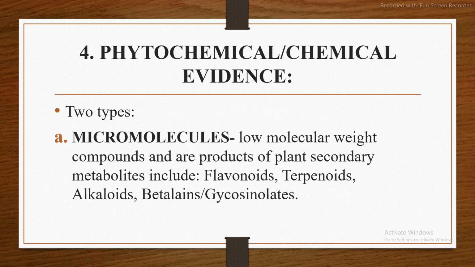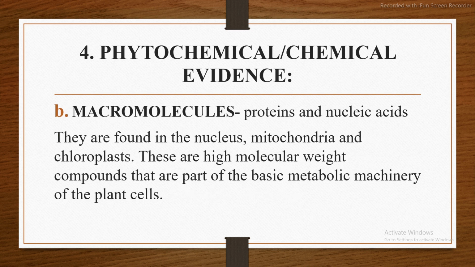Next is phytochemical or chemical evidence. Two types. First is micromolecules. Micromolecules have low molecular weight compounds and are products of plants' secondary metabolites. They include flavonoids, terpenoids, alkaloids, betalains, and glucosinolates. Next is macromolecules. Proteins and nucleic acids are included in it. They are found in nucleus, mitochondria, chloroplast. These are high molecular weight compounds, and these are the part of the basic metabolic machinery of the plant cells.